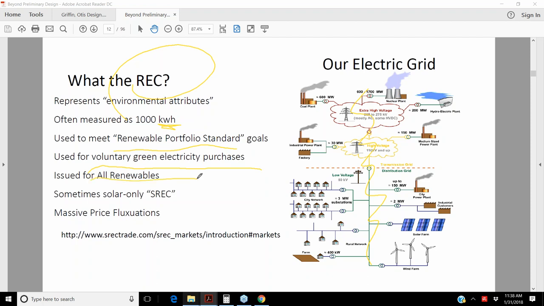So all renewables get renewable energy credits, and solar renewable energy credits are designated as an SREC. Sometimes states will take their renewable mandates and carve them up and say, this much needs to come from wind, this much needs to come from solar, this much needs to come from hydro or whatever, and then the rest can come from any of them. Or sometimes they don't make any official distinction between the two. So again, it's a state by state case. What that leads to is massive price fluctuations in the renewable energy credit market, and that can be very confusing to a customer.